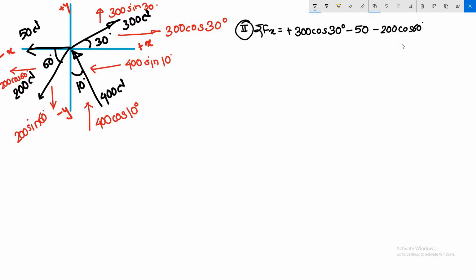Okay, and finally in the fourth quadrant we can see 400 sine of 10 pointing towards left of x-axis, that is negative x-axis. That's why it should be taken as minus 400 sine of 10 degree. Okay, and if you put all these values in the calculator, then you get the answer as 40.35 Newton.